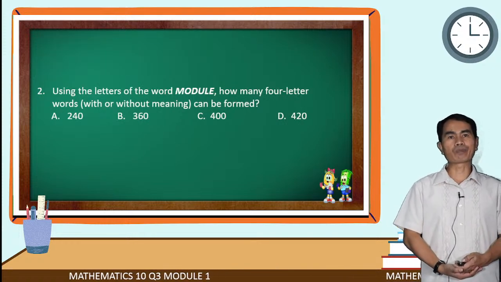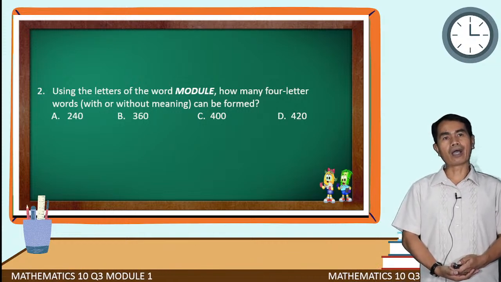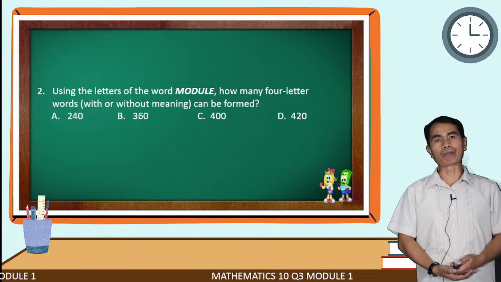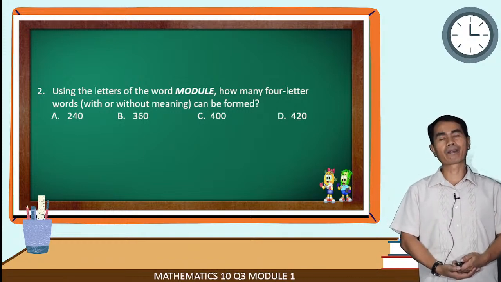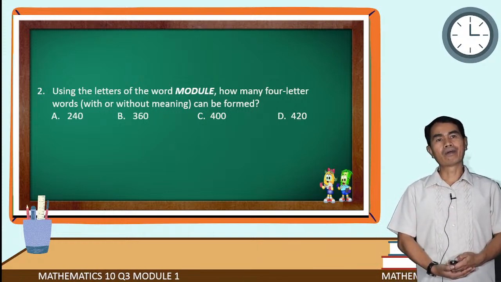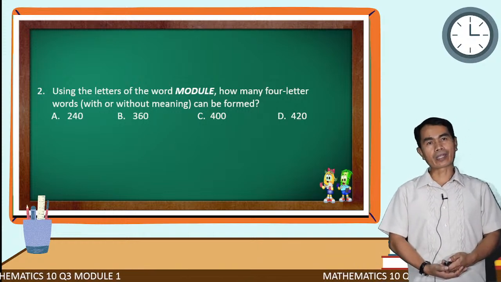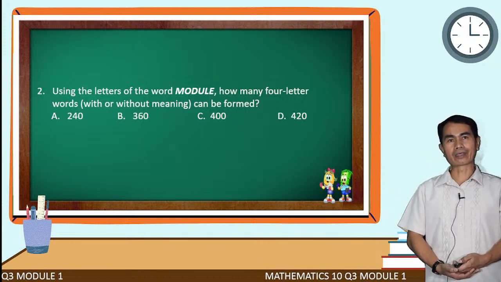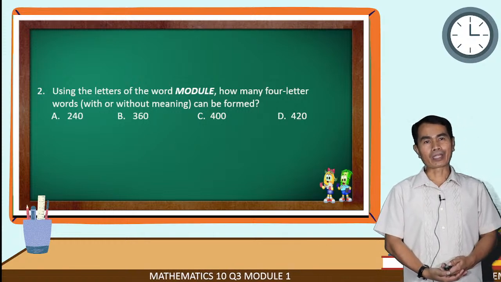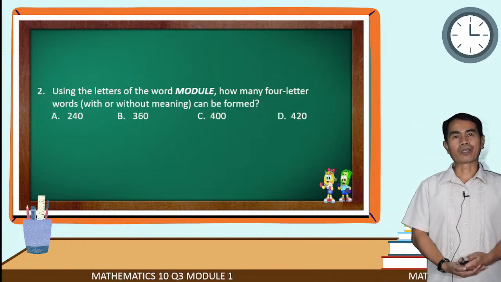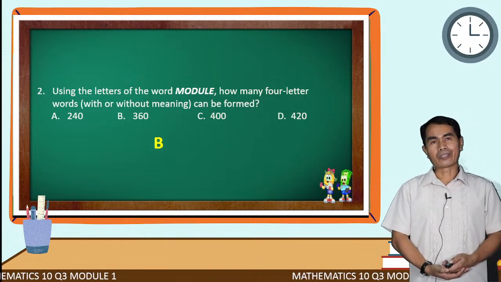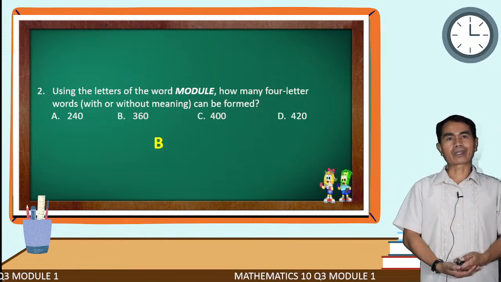Okay, how about this problem? Using the letters of the word module, how many 4-letter words with or without meaning can be formed? Is it A, 240, B, 360, C, 400, or is it letter D, 420? Okay, what is your answer? If your answer is 360, then you are correct. So the answer is letter B.